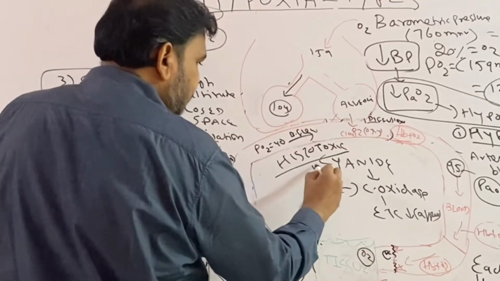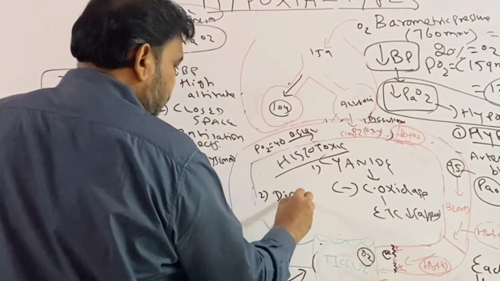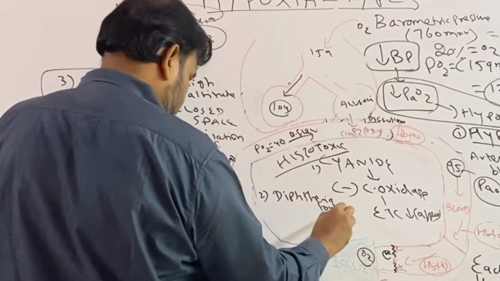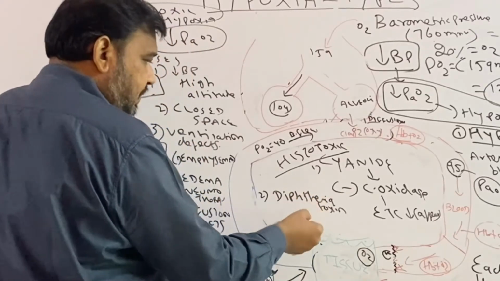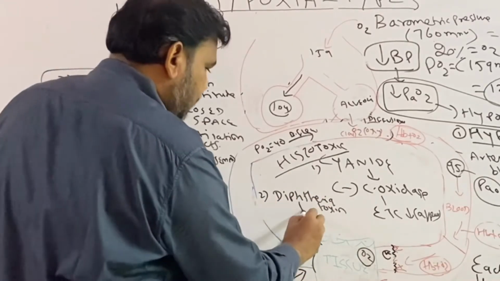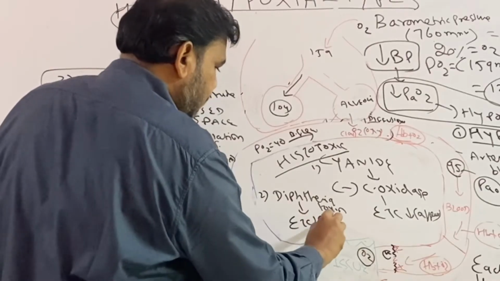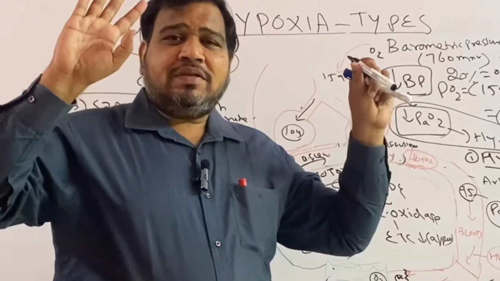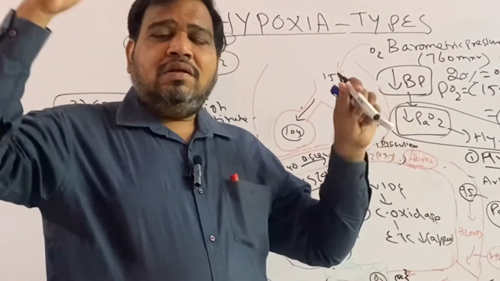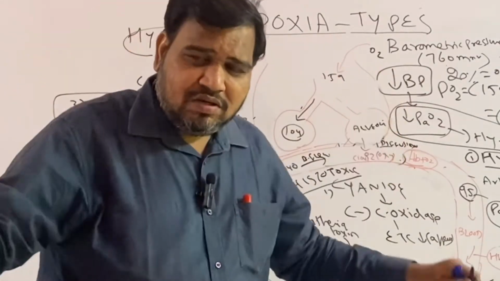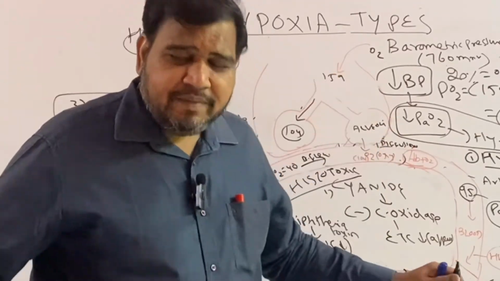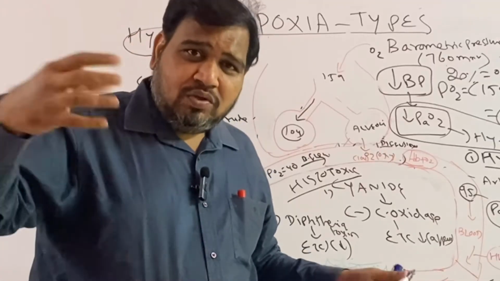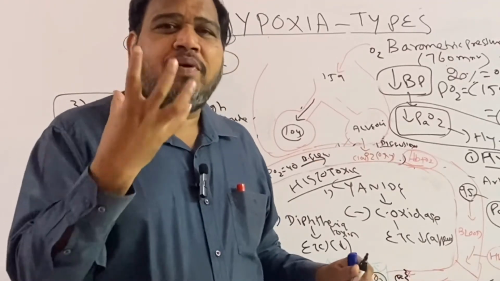Electron transport chain, that is affected. And another reason is diphtheria toxin. Diphtheria toxin also inhibits some enzymes and the electron transport chain is affected. So in case of histotoxic hypoxia, partial pressure of oxygen is normal. The atmosphere oxygen entering into the alveoli is normal. Blood flow is normal. Hemoglobin is normal. Everything is normal. In fact, the blood coming to the tissue is also okay, but the tissue process is affected.